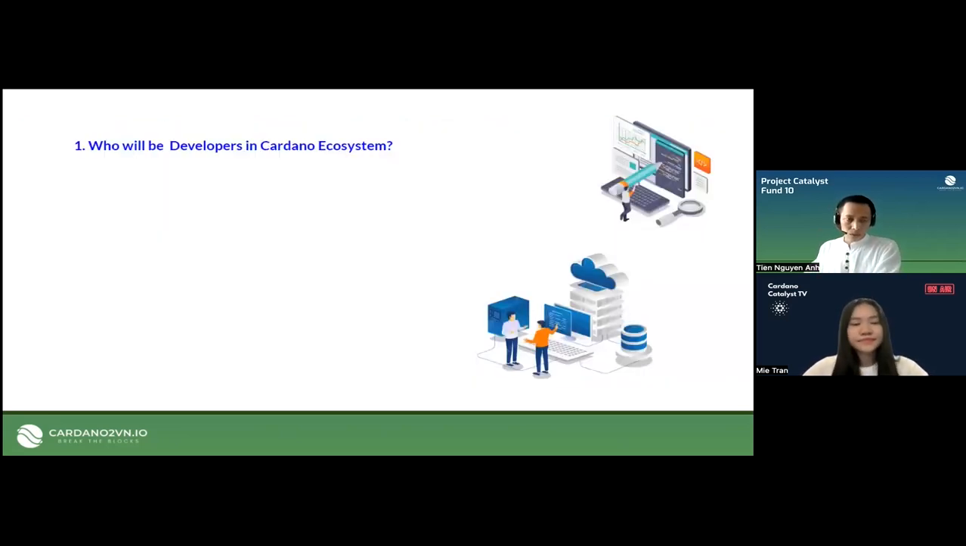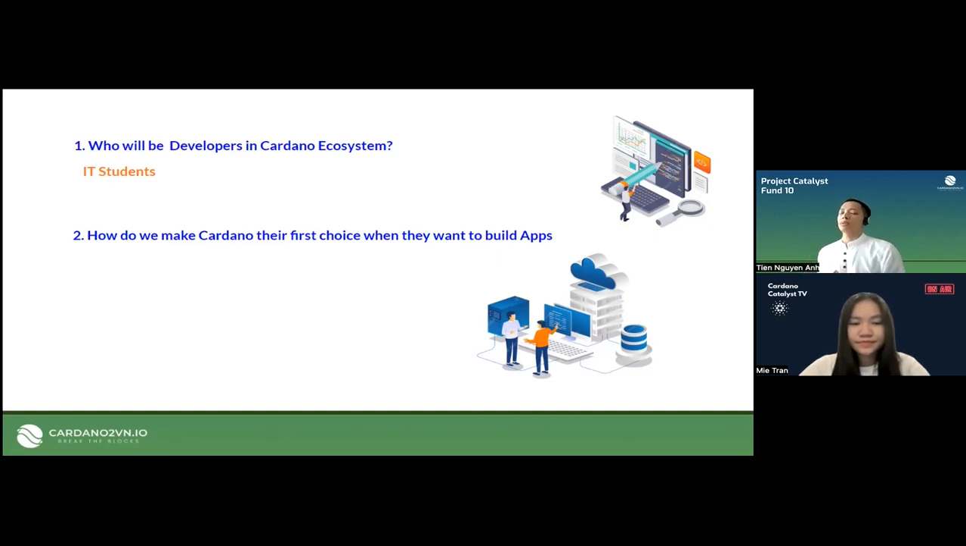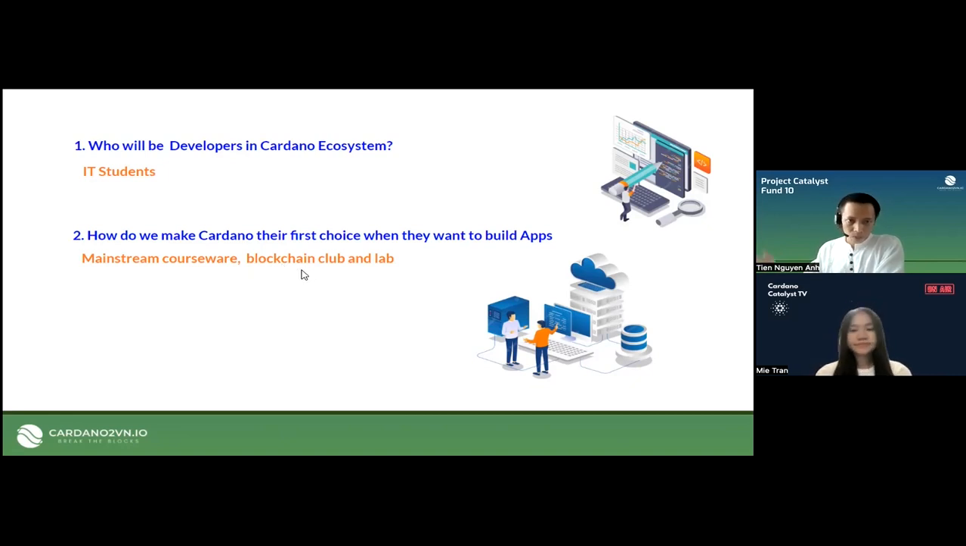Back to the questions I asked in some videos or presentations earlier. The first question is, who will develop in the Cardano ecosystem? We, Cardano 2VN, consider IT students to be our future developers. And the second question is how to make Cardano the first choice when our students want to build a decentralized application. We think that if we can equip our students with enough facilities and enough information, they will get familiar with Cardano, so they will select Cardano as the first choice.